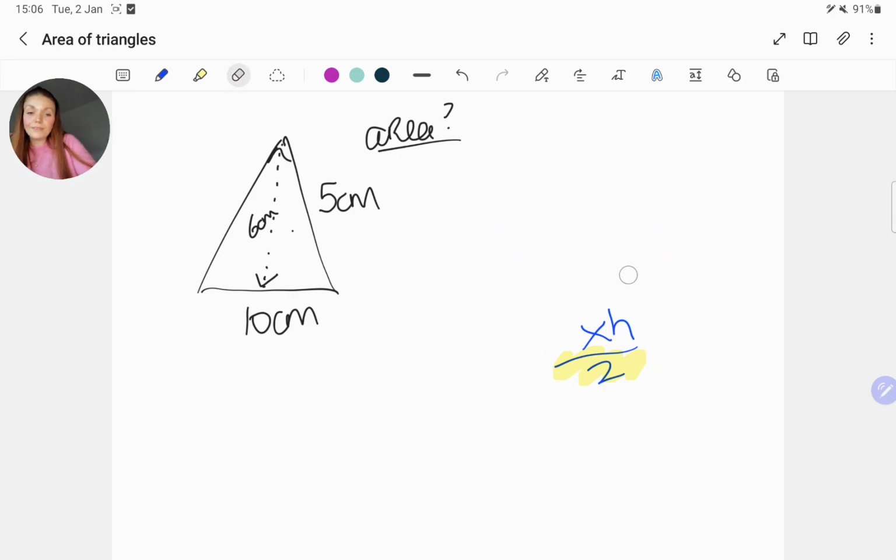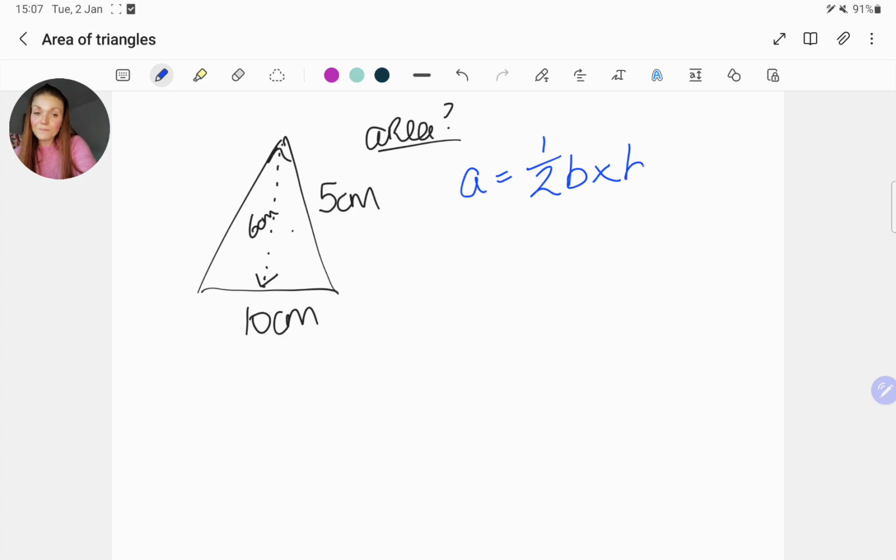So here we go. I think the best way to practice maths is by doing it. Find the area of this triangle. First thing we need to do is write down the formula. So area equals, I'm going to go with half base times height.